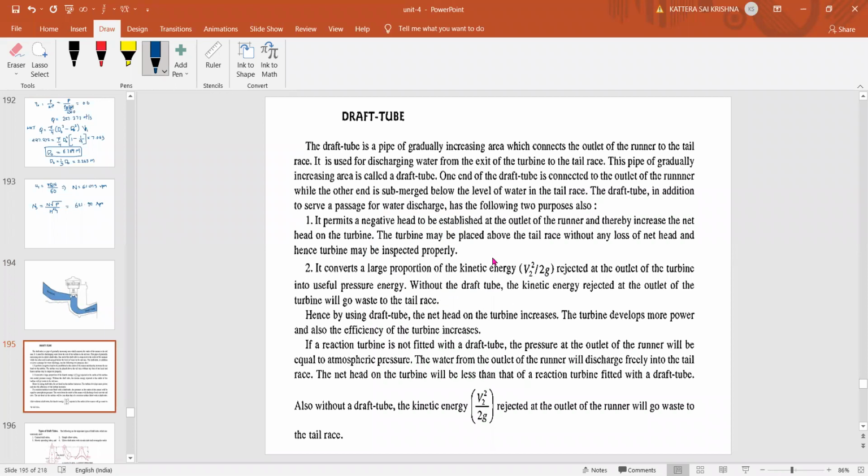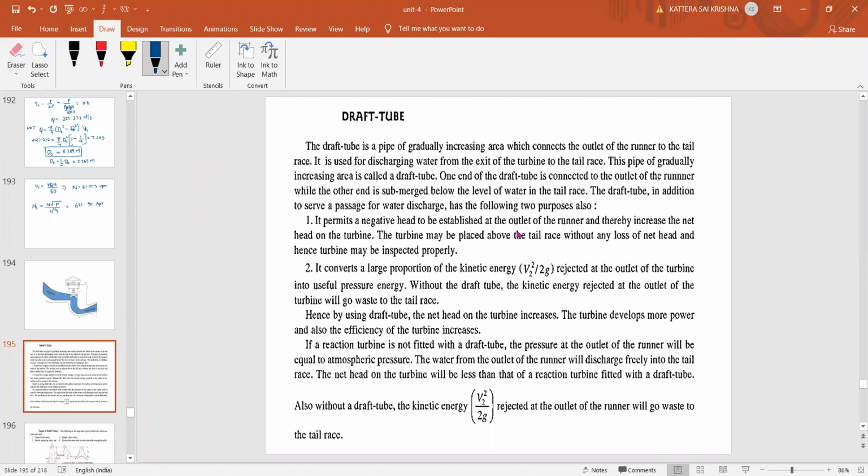The draft tube has two purposes. One is that it permits a negative head to be established at the outlet of the runner. Inside, there will be a drop of pressure. Vacuum pressure will be created inside because the pressure inside is slightly converted into kinetic energy. To send that vacuum pressure outside, we need to keep a draft tube there so that the water will come out, right? That is one purpose of the draft tube.